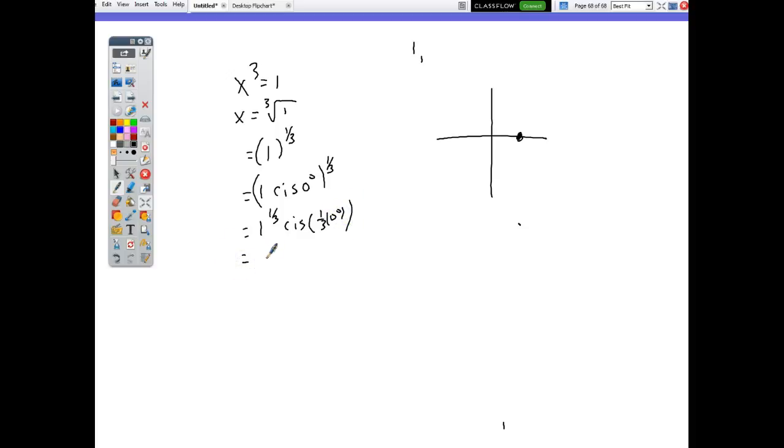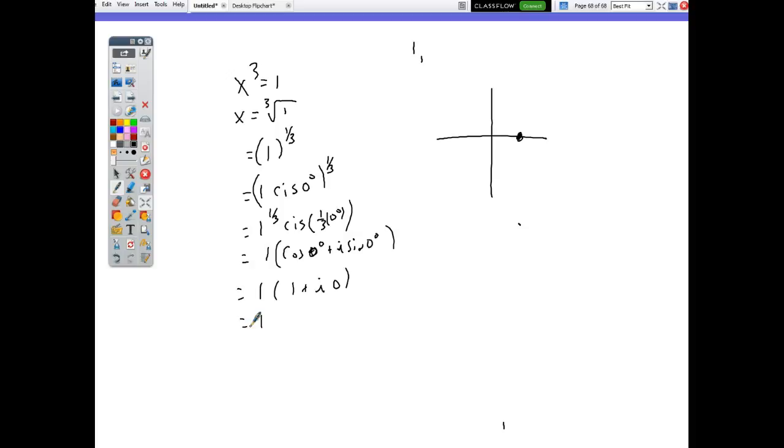That gives me what? 1 cosine of 0 degrees plus i sine of 0 degrees. With me? So I get 1. What's cosine of 0 degrees? 1, plus sine of 0 degrees, 0. So this becomes 1. So that's one of the solutions right there. How can I find the other 2?